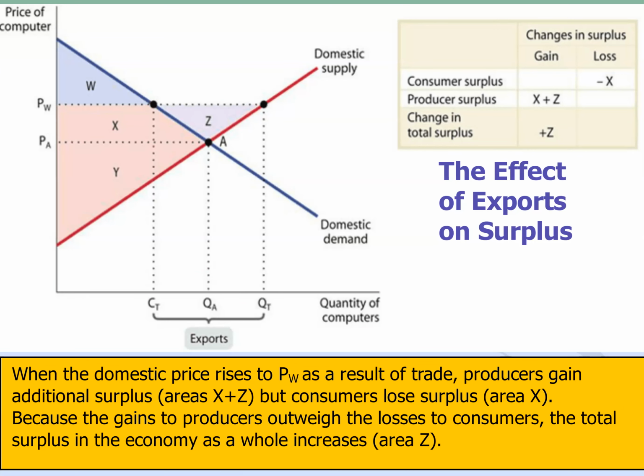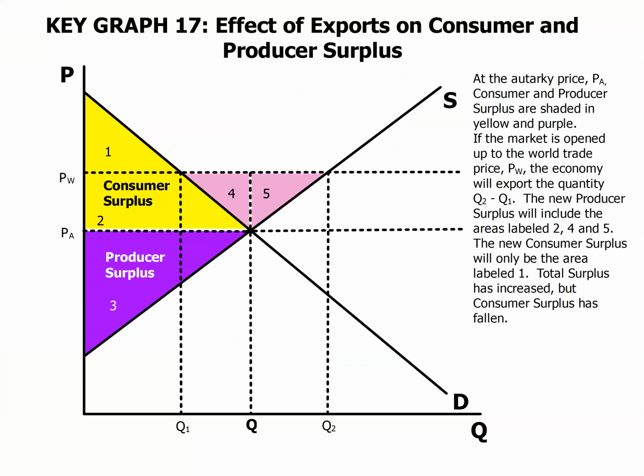So as a result, what happens to the changes in consumer and producer surplus then? Well, you're going to see the consumer surplus shrinking. It loses all of X. You're going to notice that the producer surplus increases because it's going to include X and Z. And Z is going to be the addition of the surplus, the total surplus that we see here. So a much greater surplus. And again, all of that is going to be exports that's going to go out to other countries to be sold. And that leads to this key graph, which looks at that particular change.